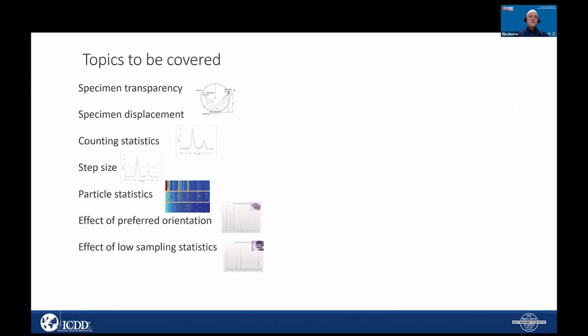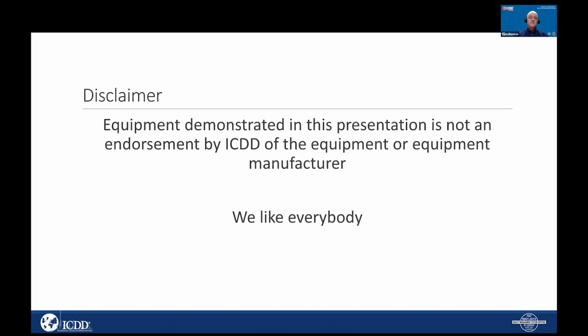Topics to be covered include specimen transparency and displacement, counting statistics, step size, particle statistics, the effect of preferred orientation, and the effect of low sampling statistics, and how all of these affect your data in terms of being able to get good peak positions, peak intensities.